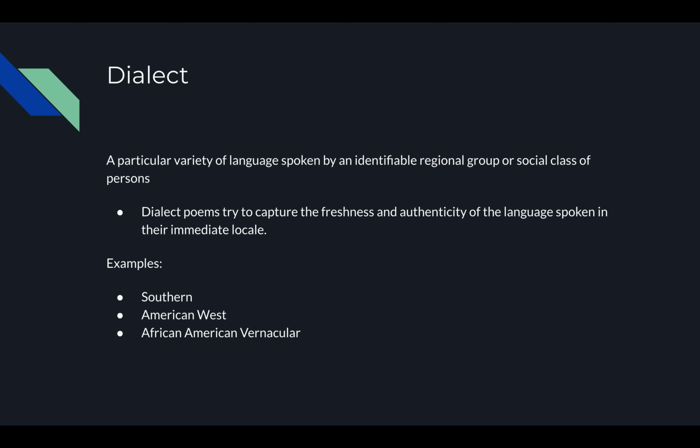Dialect is something else that they speak about in chapter 3. And dialect is a particular variety of language spoken by an identifiable regional group or social class of persons. You can probably think in your head of different dialects you've heard, specifically in places around the US. If you're from the South or if you're from the New York area or the West, people speak differently. So, dialect poems try to capture this difference. They try to capture the freshness and authenticity of the language spoken in the immediate locale. And there are some examples listed below for you there.